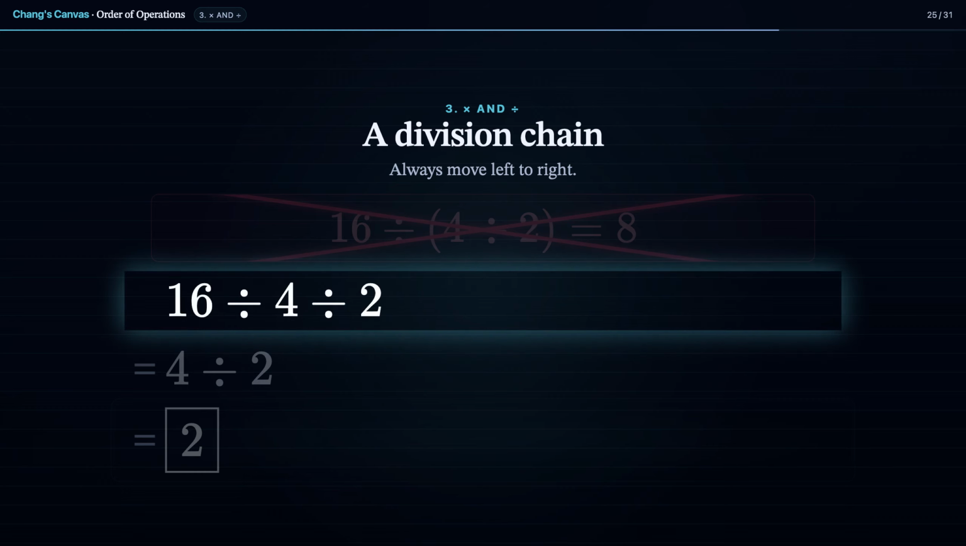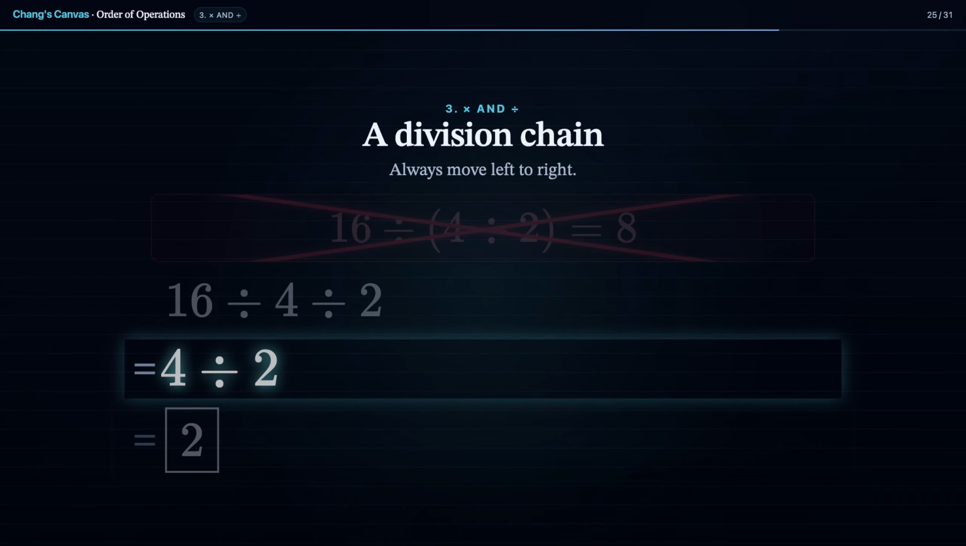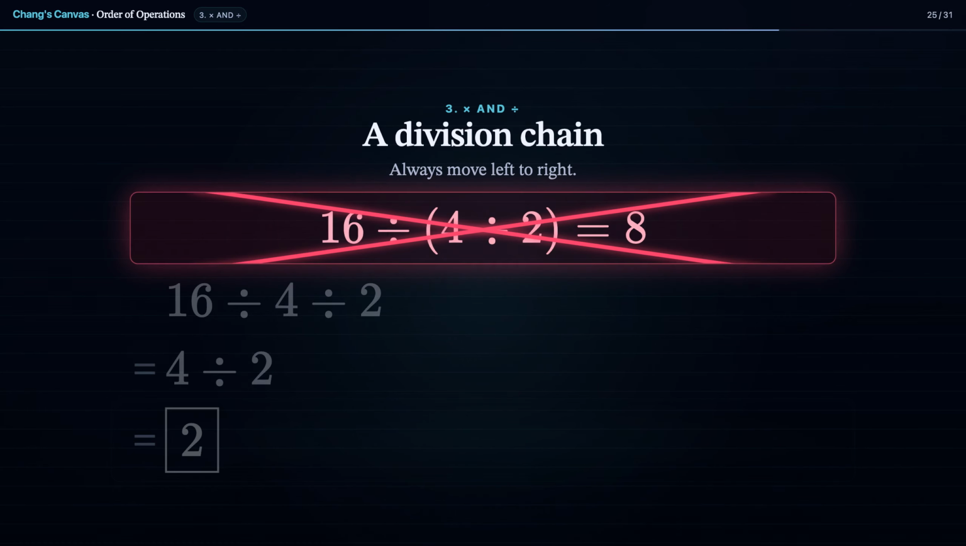This one has no hidden multiplication. Just move from left to right. 16 divided by 4 is 4. 4 divided by 2 is 2, not 8.